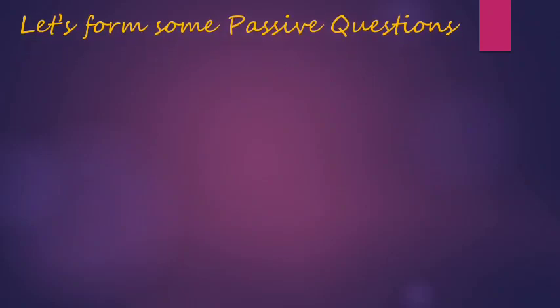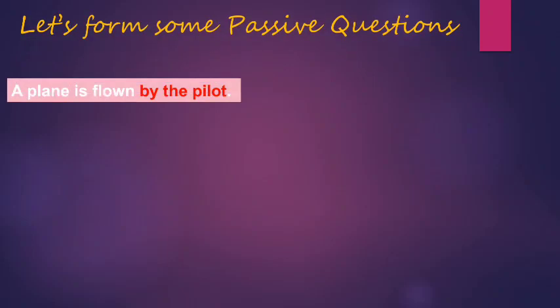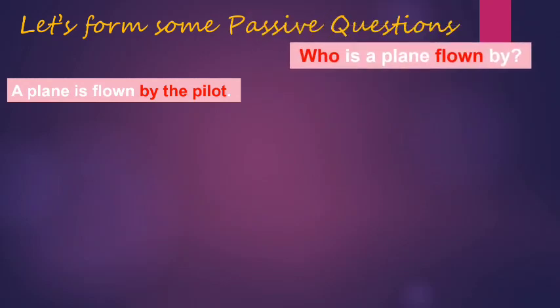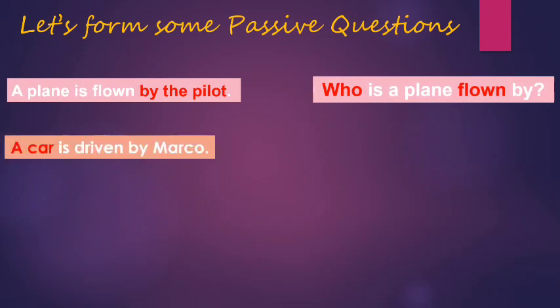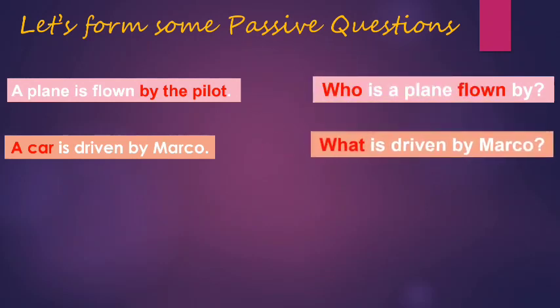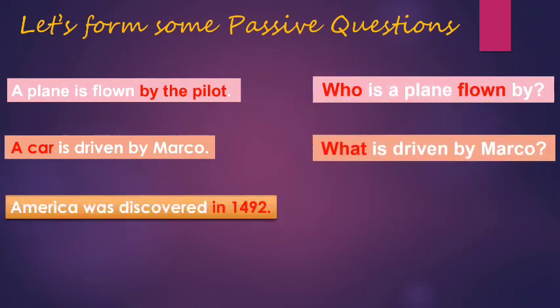Let's form some passive questions. A plane is flown by the pilot. The pilot here is an object and it's a person. To ask about people, we use who and the helping verb. So it will be: who is a plane flown by? Another example, a car is driven by Marco. A car here is the subject and it's a thing. To ask about things, we use what. What is driven by Marco?